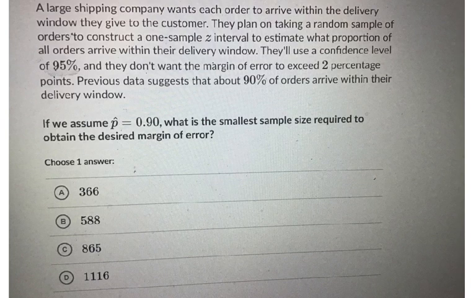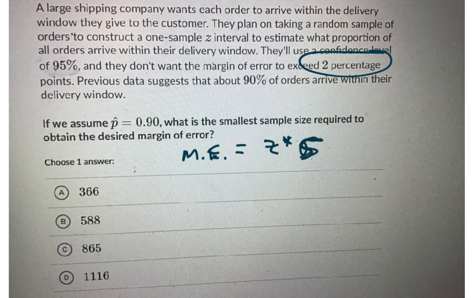So we have a large shipping company that wants to order within a certain delivery window. The key thing is we want to be accurate within 2 percentage points. That is our margin of error. So remember, margin of error always equals our Z star times our standard deviation. Technically, this should be S for standard error. But anyways, we are told that it's 0.02. And that will equal, now they want to be 95% confident. We just talked about that being 1.96.